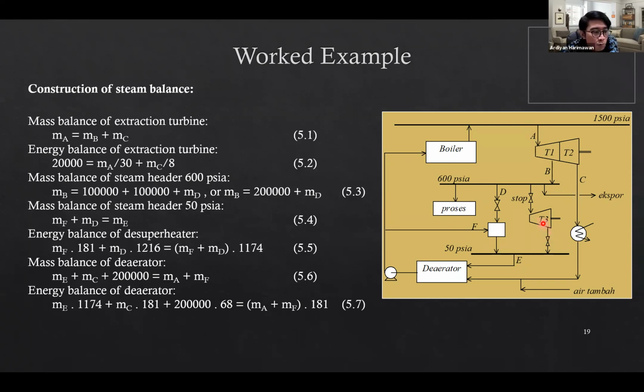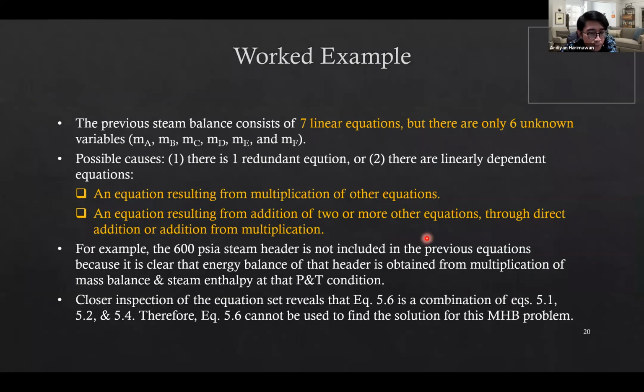Then what you need to do is to check how many variables you need to solve. How many unknown variables? The variables here are the mass flow rates. You will have from A to F, so you have 6 variables, from MA until MF, but you have 7 equations.